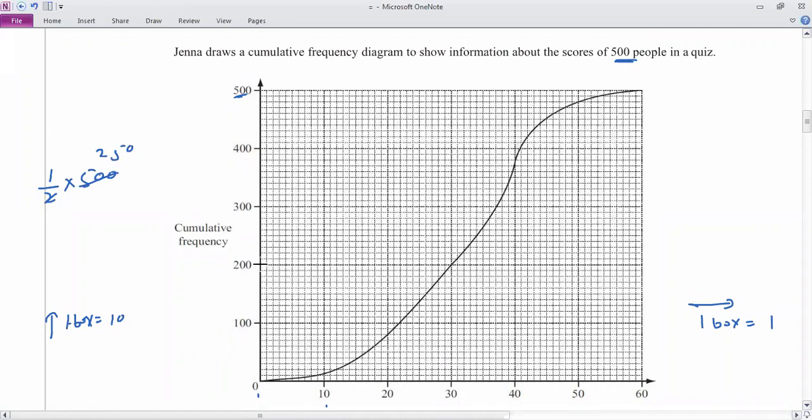There is 250, this is 200. And now we know each box vertically is 10, so 5 boxes you will go up. That gives you 210, 220, 230, 240 and 250. Here is 250. So from 250, draw a straight line till the curve. Here the curve ends. From here, you will come down toward the score side.